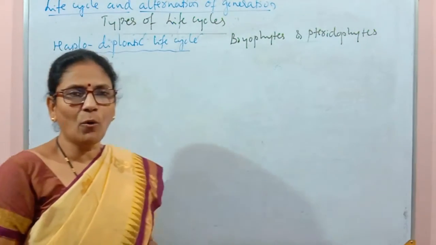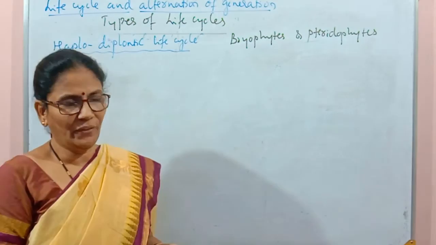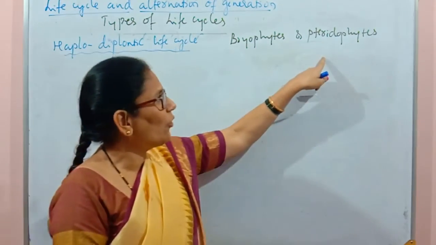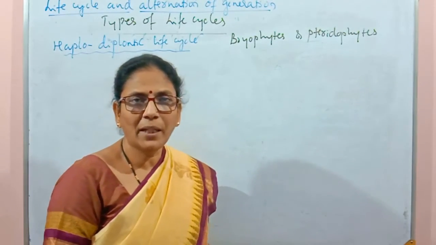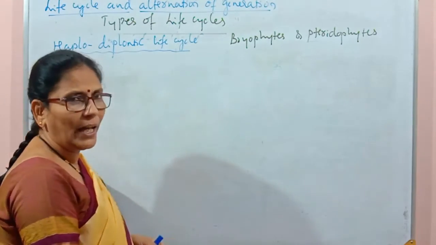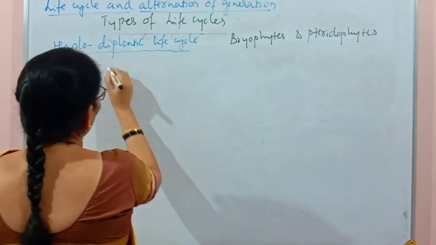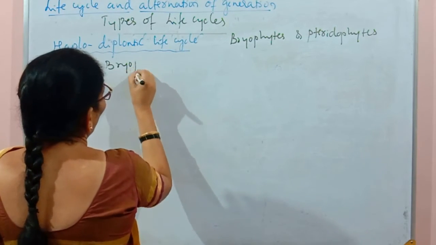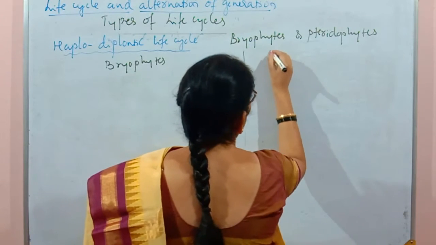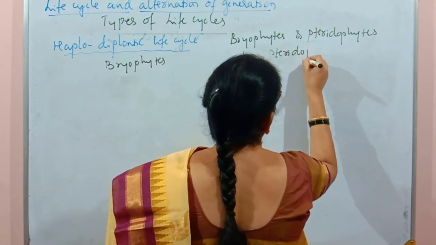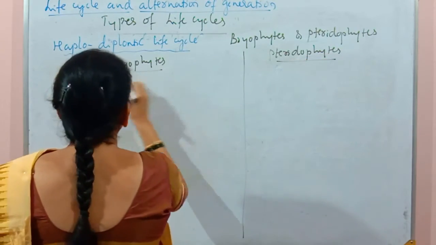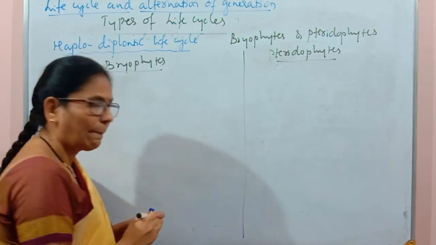But their main plant body in bryophytes and pteridophytes is different. In bryophytes, the gametophyte is the main plant body, whereas in pteridophytes, the sporophyte is the main plant body. So we'll discuss in both cases what exactly happens. We'll discuss here the bryophytes, and here the pteridophytes. So the life cycle of bryophytes and the life cycle of pteridophytes.